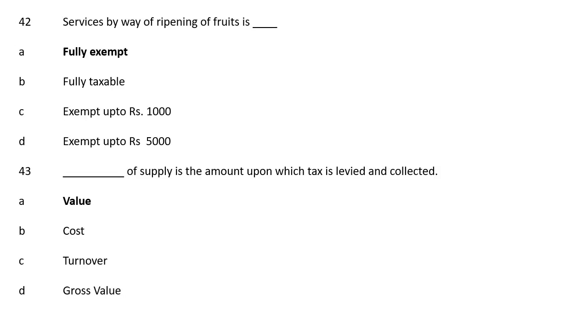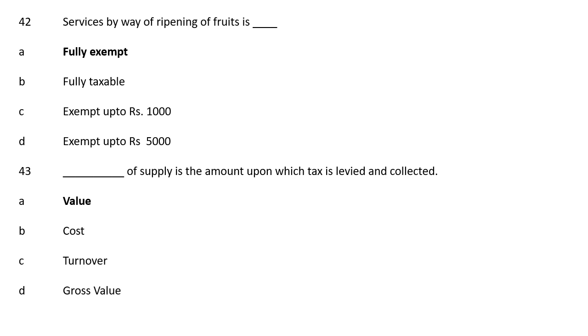Service by way of ripening of fruit is dash. Option A fully exempted, option B fully taxable, option C exempted up to rupees 1,000, option D exempted up to rupees 5,000. Here the correct answer is option A, fully exempted. So service by way of ripening fruits, or even vegetables, is fully exempted.